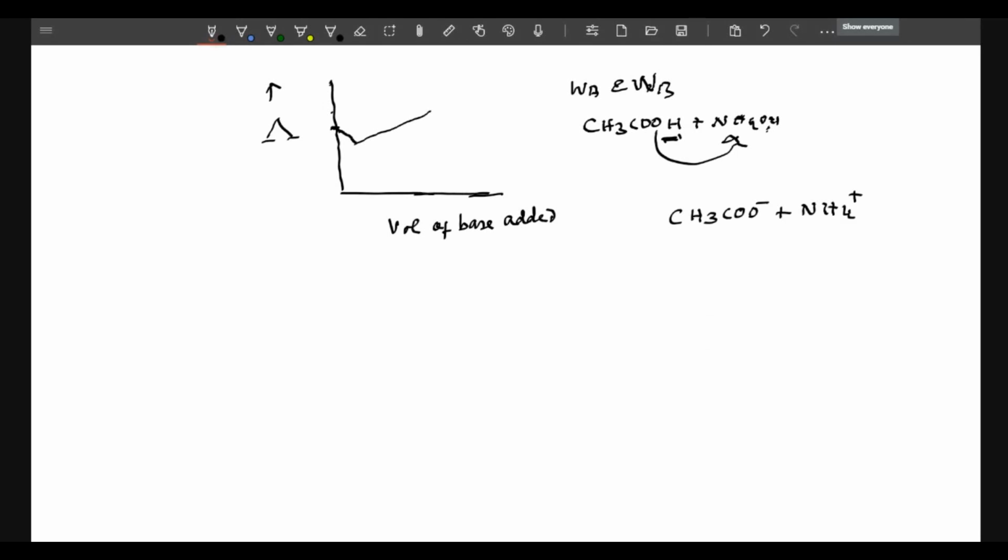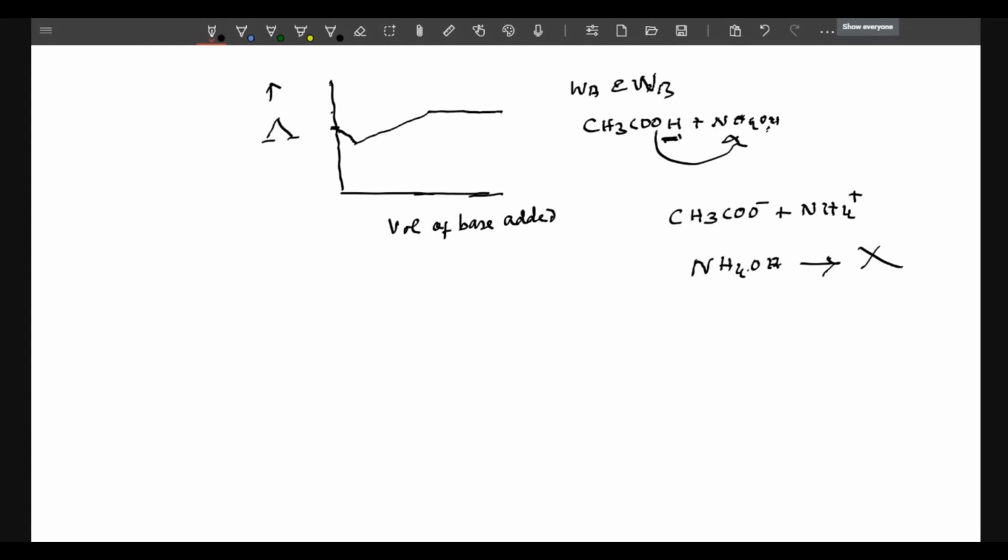After the equivalence point, if you add ammonium hydroxide, does it undergo ionization or not? Definitely it is not undergoing ionization. Therefore, the conductance remains constant. This is the nature of the curve obtained for a weak acid versus a weak base.